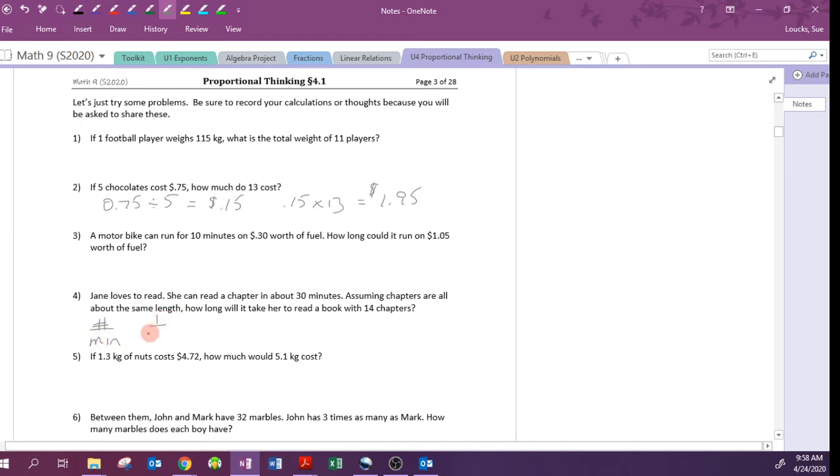Question 4, I'm going to go number of chapters over how many minutes. So we know that she does 1 chapter in 30 minutes, and there are 14 chapters, so how many minutes is that going to be? Cross multiply and divide. M equals 30 times 14 divided by 1. M equals 420 minutes. And then you could divide that by 60 and you get 7 hours.